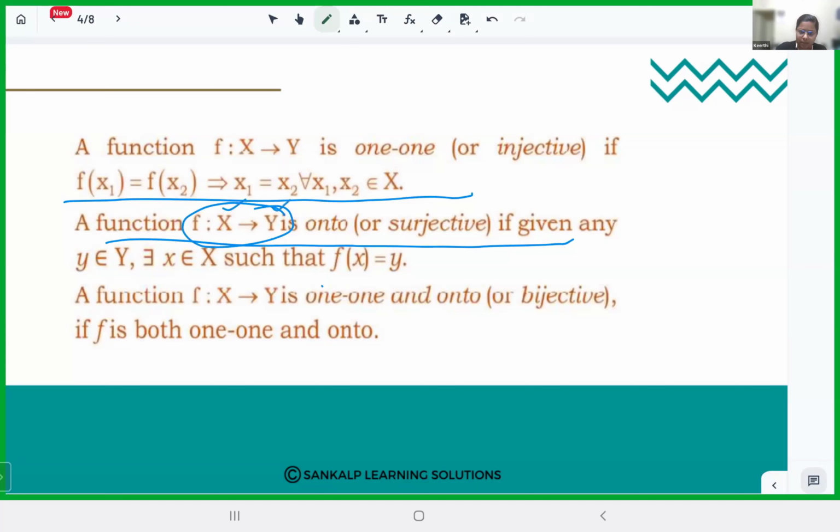X is called the domain of the function and Y is called the range of the function, right? So if all the elements in Y contain a pre-image in X, then we say such functions are onto functions or surjective functions. Then what is a bijective function? If a function is both one-one and onto, such functions are known as bijective functions.